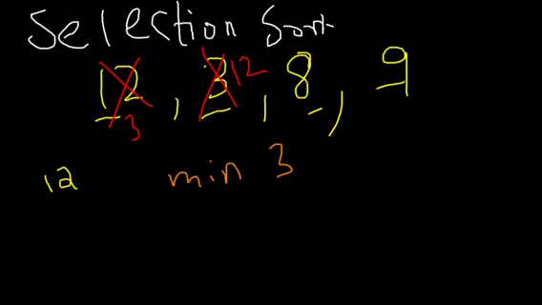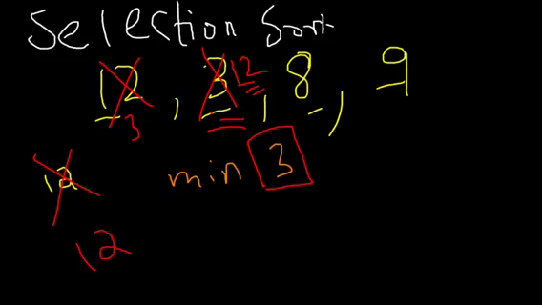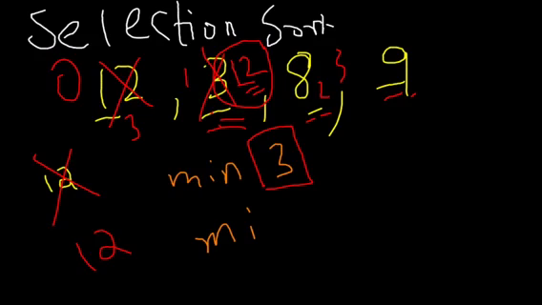Now, since I've already changed 12, what I do now is consider 12 again, but now 12 is at this position. It's at position 1, this is 0. Everything is numbered from 0, 1, 2, 3. So now I compare this 12 with the remaining two, 8 and 9. What's the minimum? The minimum is 8 in this case.